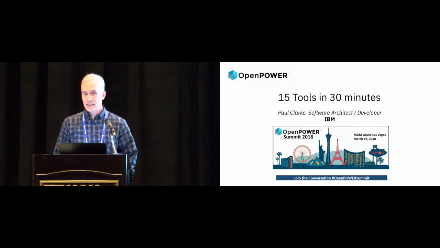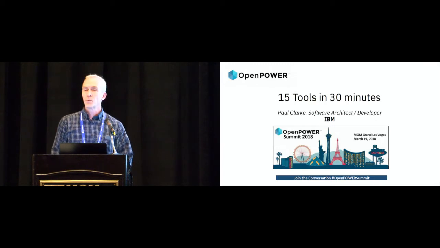Well, thank you all for coming. My name is Paul Clarke. I work in the Linux Technology Center at IBM. My role there is as a software architect and software developer. I work on things like performance tools, portability tools, core libraries. I touch a little bit on the compiler, things like that. I've been in IBM for a long time.